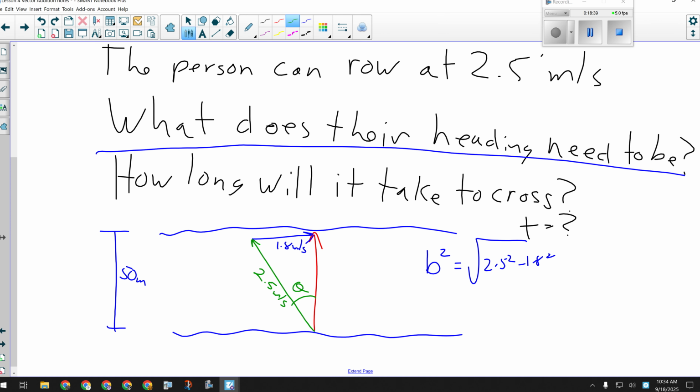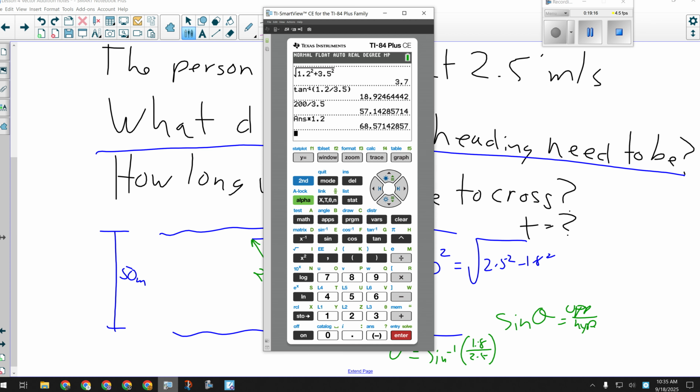Okay, I want to get theta. I have the opposite side and the hypotenuse. Which trig function should I use? Sine. Yeah, sine is opposite over hypotenuse, right? Okay, so sine of theta equals opposite over hypotenuse. Okay, I want just theta, so theta will be the inverse sine of 1.8 divided by 2.5. Right, so that'll get us our heading.